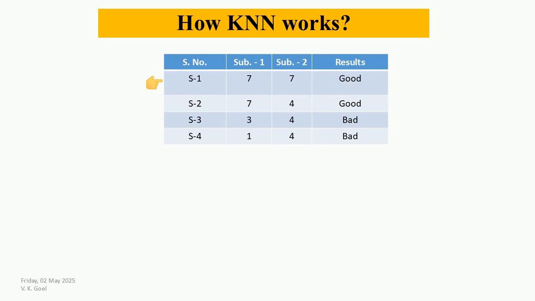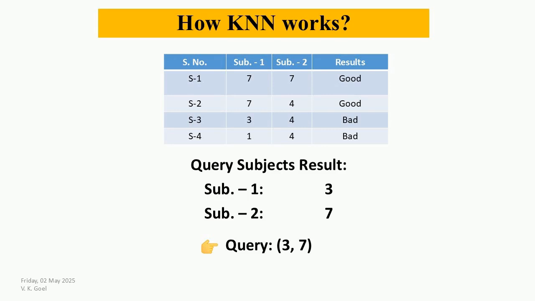Four students' subject marks along with their class or results are presented here. The results are treated as labels, and subject 1 and subject 2 are the input features. Hence, the labeled data set with 7 and 7 is class good. The labeled data set with 7 and 4 is class good. The labeled data set with 3 and 4 is class bad. And the labeled data set with 1 and 4 is class bad. And finally, there is an unknown query 3 and 7. The KNN model is worked out here to predict the class as either good or bad.